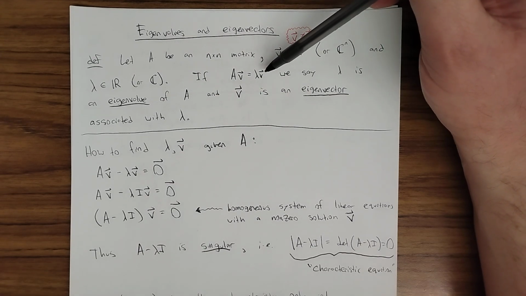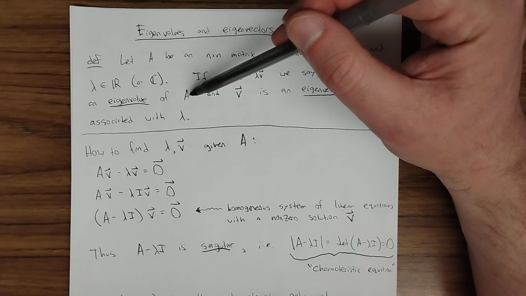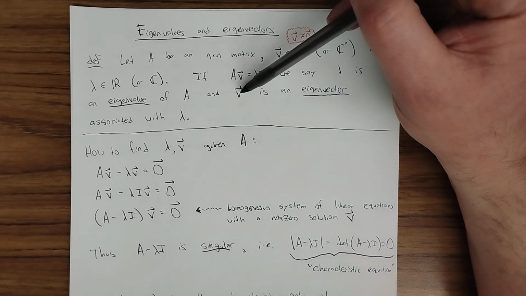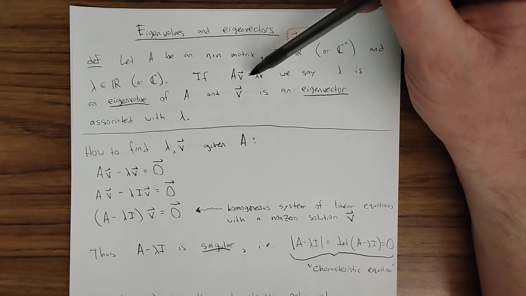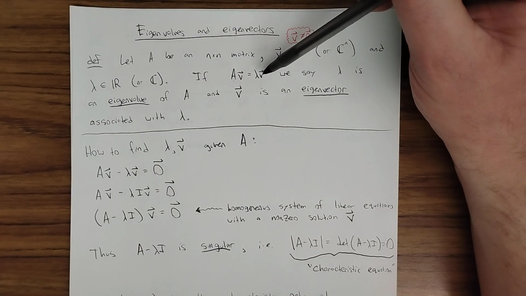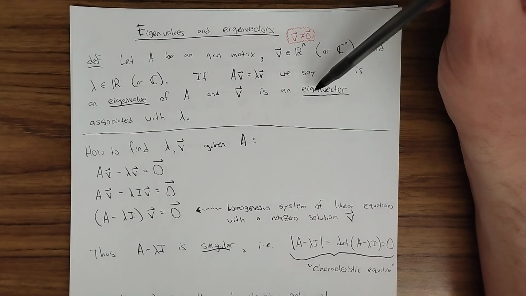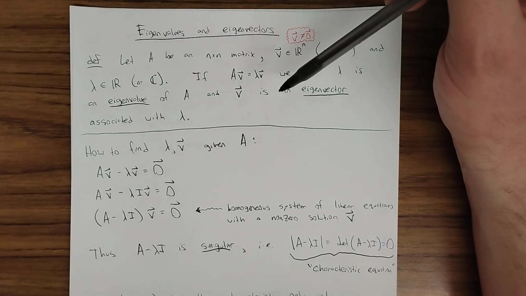So if I have this, then we say that lambda is an eigenvalue of the matrix A, and that the vector V is an eigenvector. And in particular, lambda and V sort of go together. Not every lambda goes with every V. So I say that V is an eigenvector associated with the eigenvalue lambda.